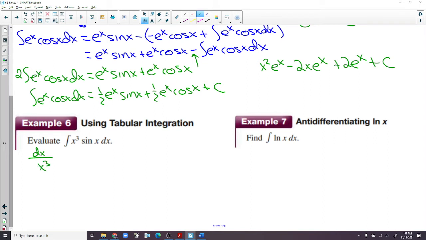x to the third, 3x squared, 6x, 6, and 0. So this is going to be a lengthy answer. I think you'd have to do integration by parts 3 or 4 times on this one, so we're saving a bunch of work by doing this. The other one, we're going to take sine of x, and we're going to integrate. Now remember, it's integral, it's not derivative. So this is negative cosine of x, negative sine of x, cosine of x, sine of x.